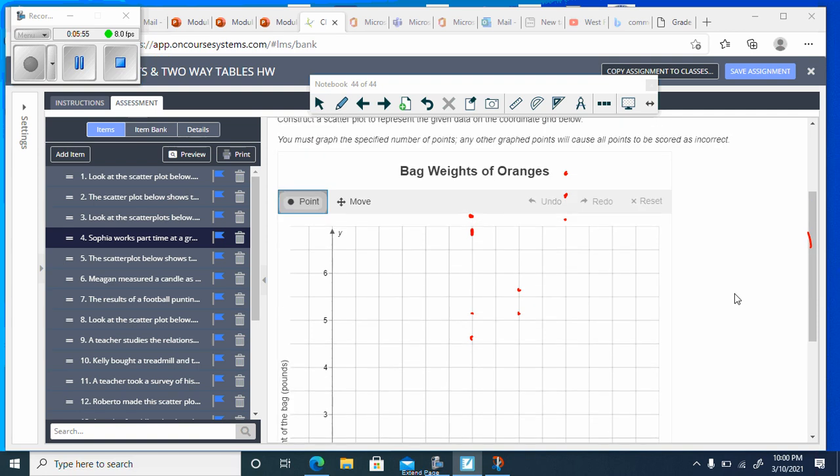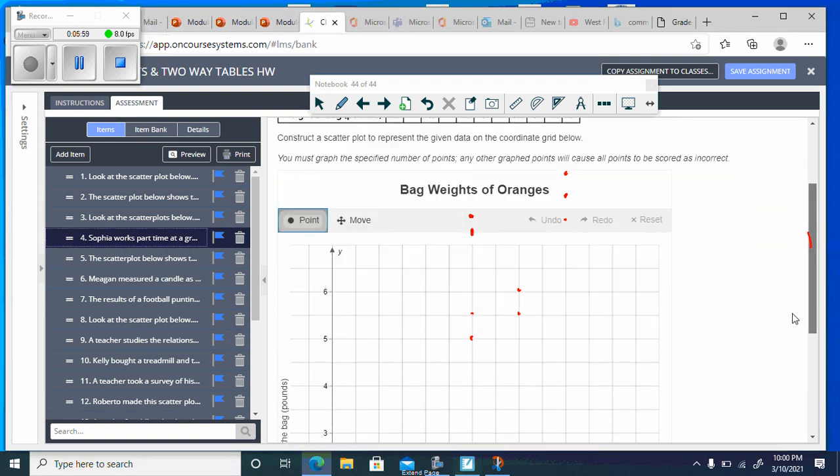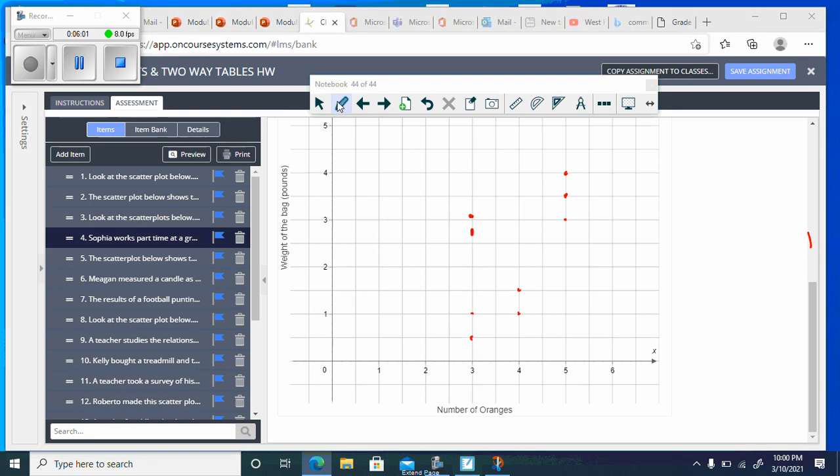Let's see about 6 oranges. 6 oranges, we got 3, 4.5, and 5. Now we've created this scatter plot. See how the data is scattered around. There is an increase. There is a linear association. Okay. Let's go to the next problem.